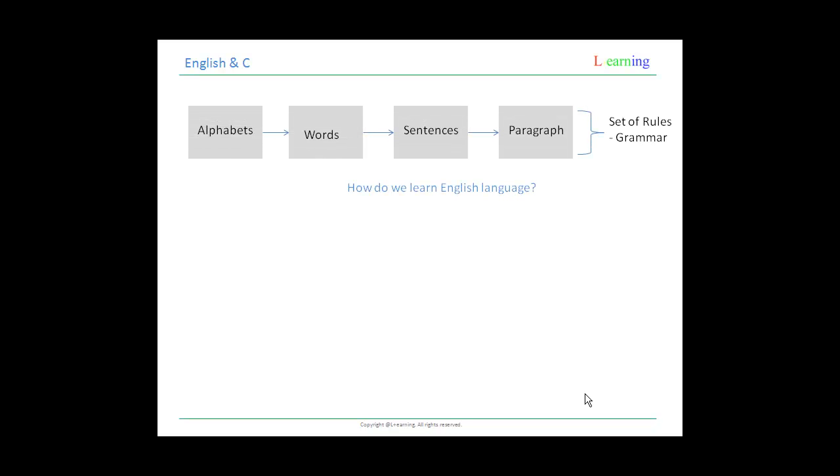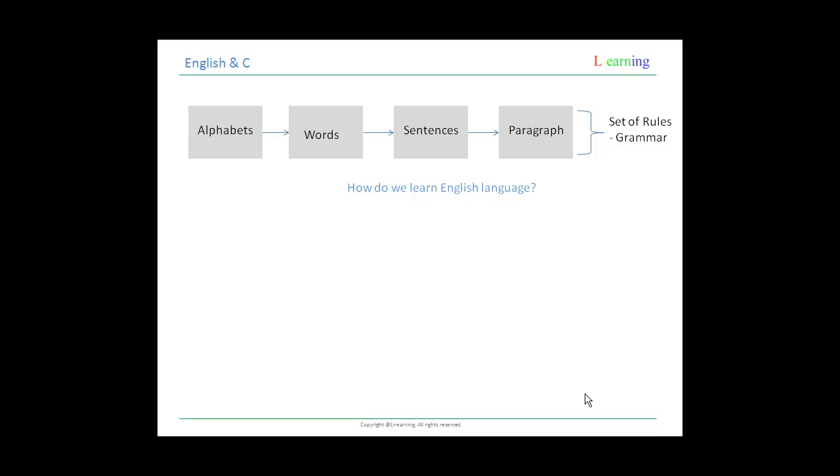Now if you see how we learn the English language, first we learn alphabets, then we make use of alphabets to form words, then we use words and create sentences, and then with one or more sentences we create paragraphs. There is a set of rules which we call grammar, to be precise English grammar, while learning the English language. And this is the simple representation, or way I would say, in which we learn the English language.